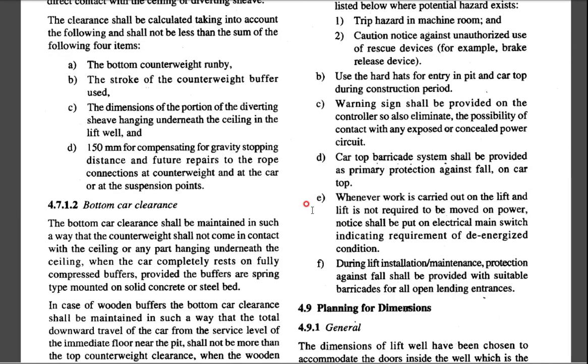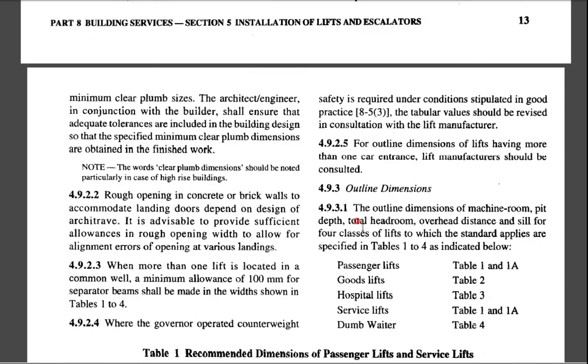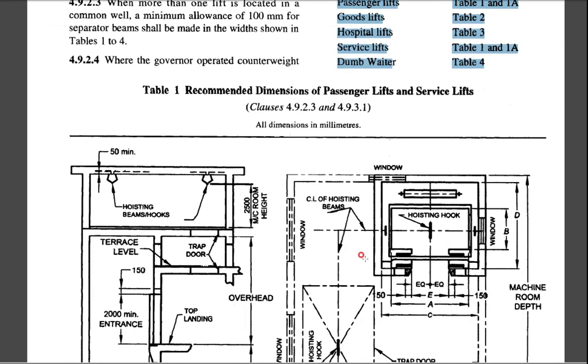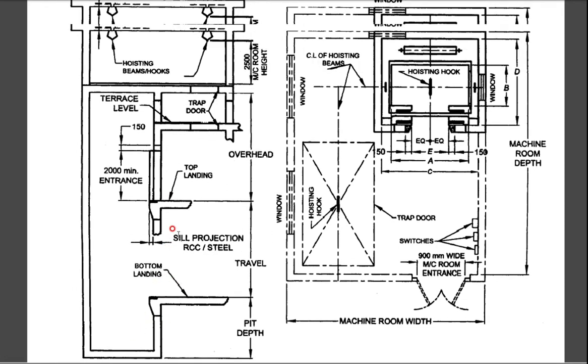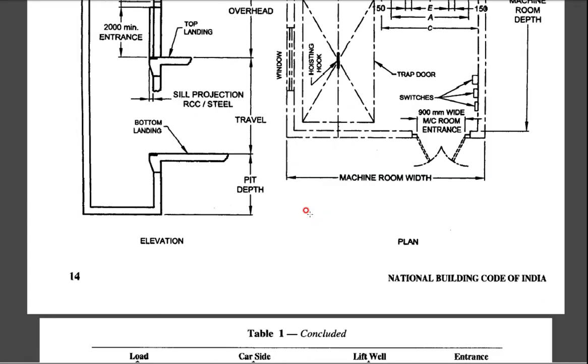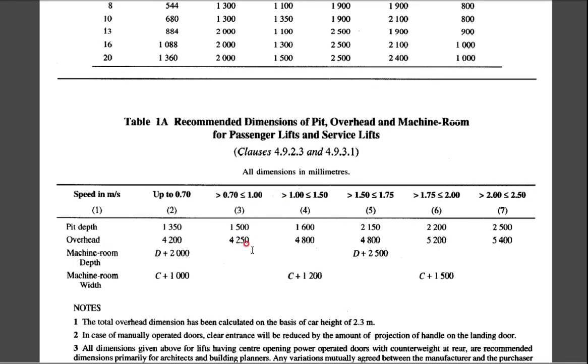Okay, scroll down. Now, planning for dimensions. The table we have studied, the minimum dimensions, the table references are from here. This is the typical lift or elevator shaft elevation, and here it is the plan. This diagram was explained there. Okay, so this is the table value.